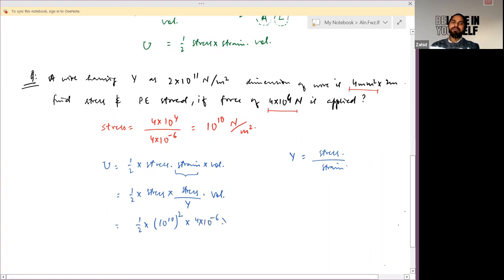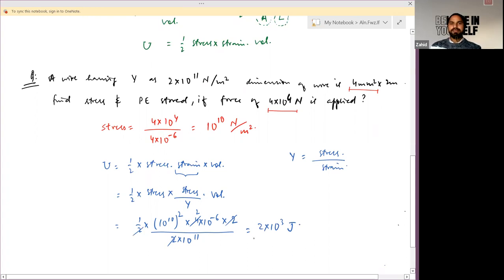So it will be 10 to the power minus 6 times length 2, divided by Young's modulus 2 into 10 to the power 11. So this 2 and this 2 will cancel out. This 2 and this 4 will cancel out in 2 times. So you're left with 2 into 10 to the power 10 to 20 minus 6, 14 and minus 11. So it will be 3 joule. Good.